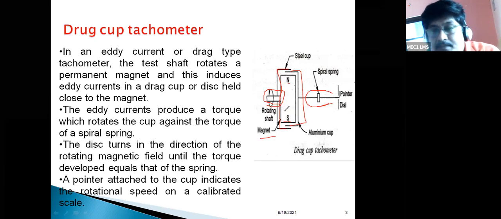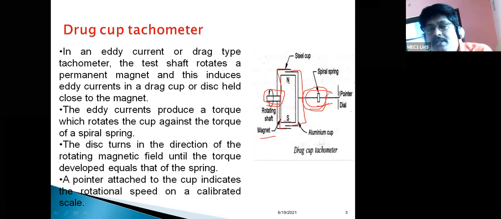This drag cup, this steel cup and aluminum cup, we call it a drag cup. What is the meaning of drag? Whenever the shaft is rotating, we are arranging a magnet at the end, so the magnet also rotates along with the shaft. It drags the cup, so that's why we call it a drag cup. Whenever the magnet rotates, the drag cup turns in the direction of the rotating magnetic field until the torque developed is equal to the torque of the spiral spring. Till that, it will drag.